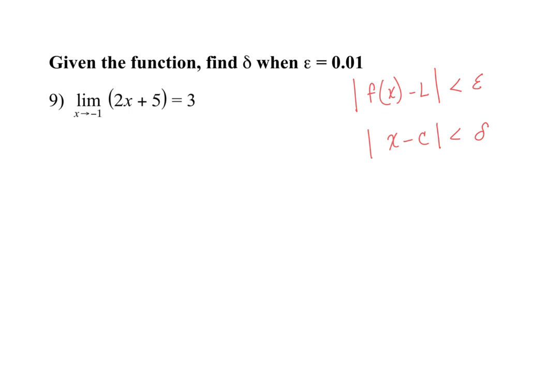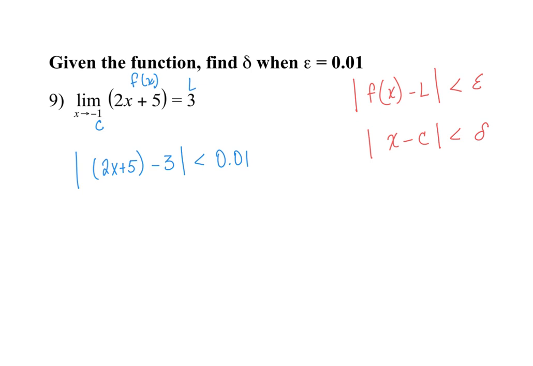And so we want to figure out what all we have. Well, this is my f of x, this is my limit, and this is my c, okay? And so I'm just going to plug those in. My f of x, well, that is 2x plus 5, minus my limit, that is 3. That needs to be less than the epsilon that they gave me, 0.01.